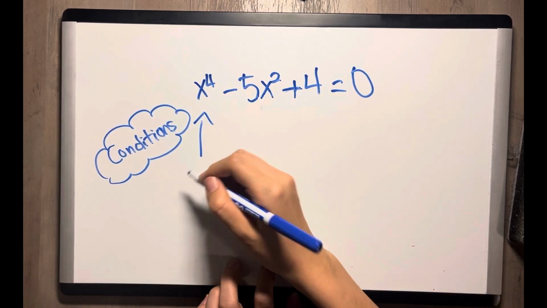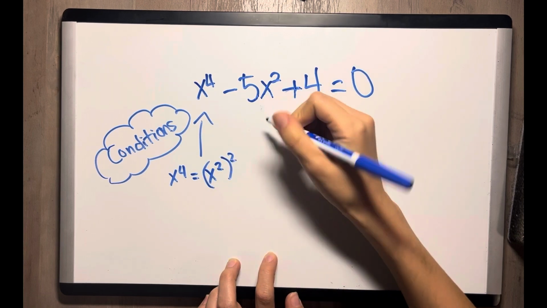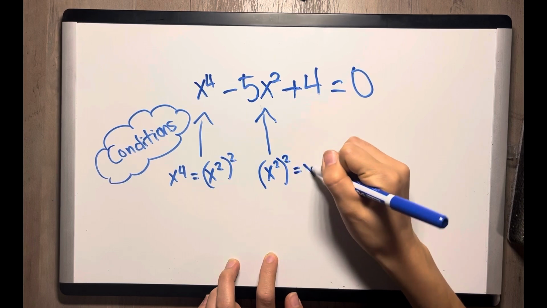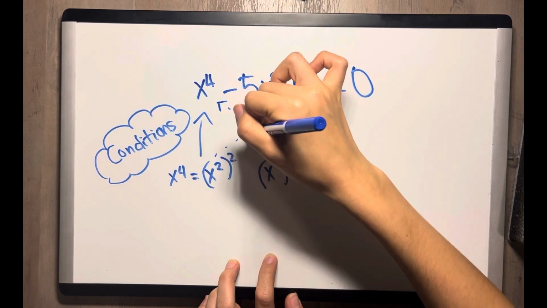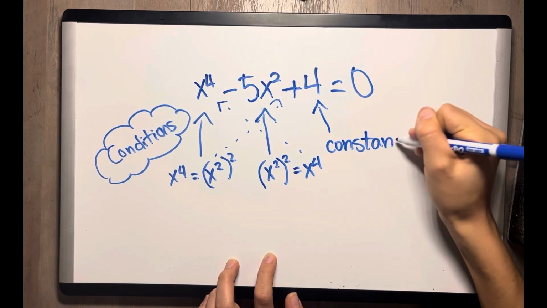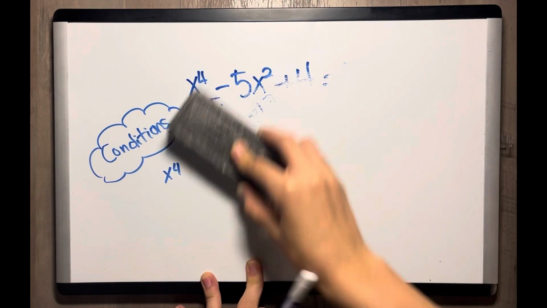The variable factor in one term must be the square of the variable factor in the other variable term. The two variable terms here are x to the fourth power and negative 5x squared. x to the fourth power is x squared squared. Additionally, the third term must be a constant without any variables. Now let's use substitution to solve this problem.